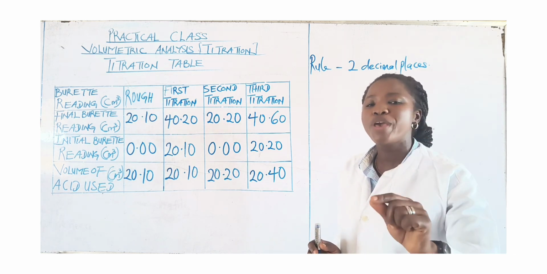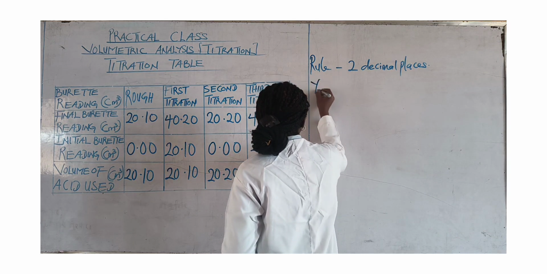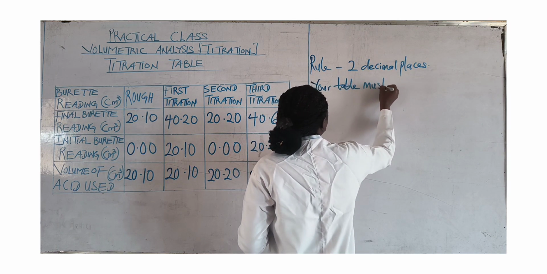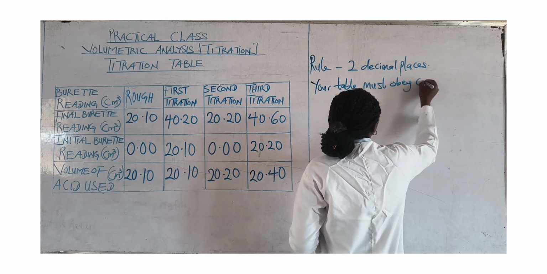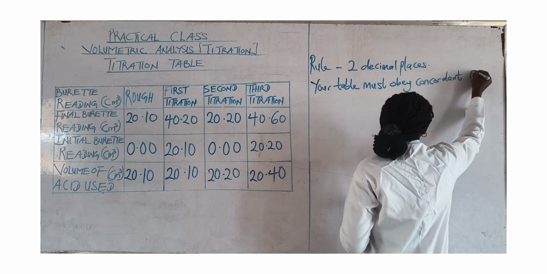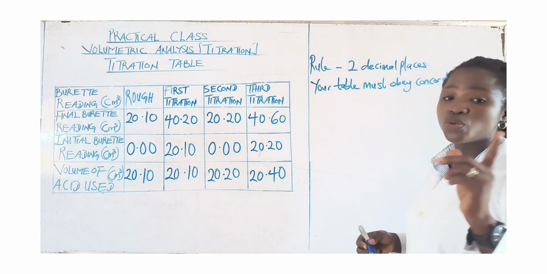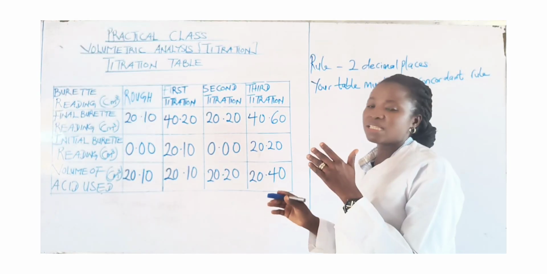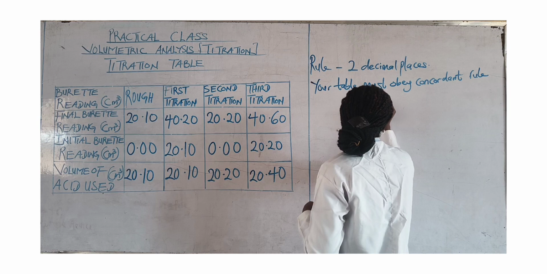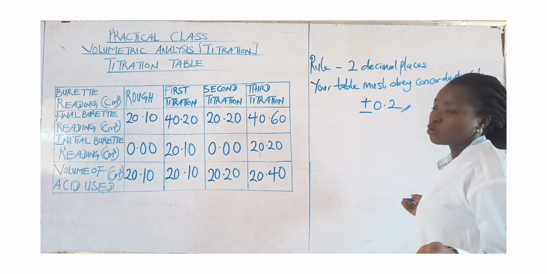Your table must obey the concordance rule. Yes, the table must obey concordance. What does that mean? The concordance rule says the difference between the first and the second value must not be more than plus or minus 0.2. Good. So plus or minus 0.2.